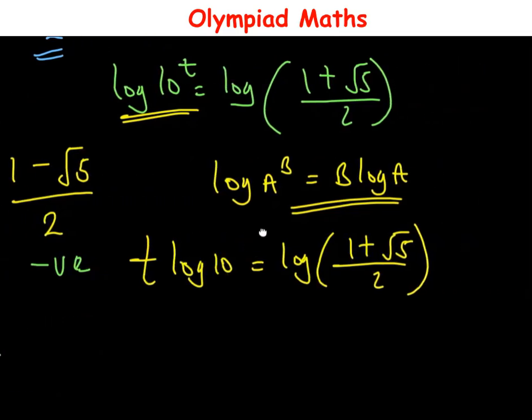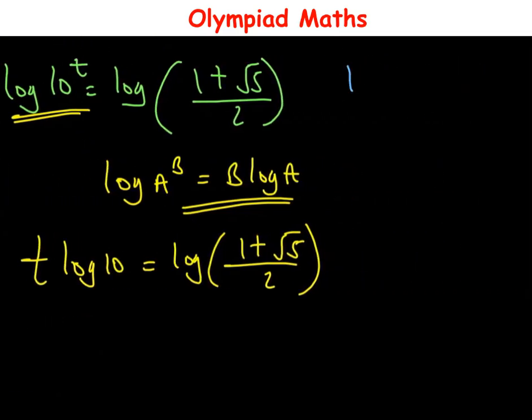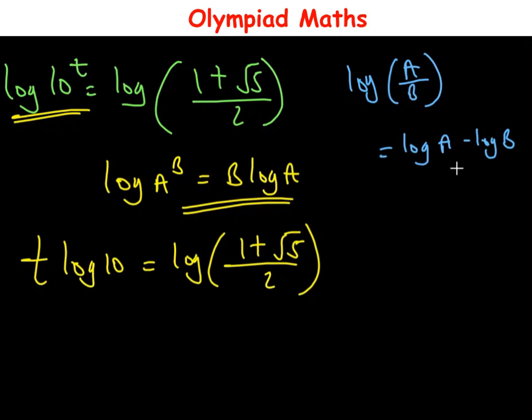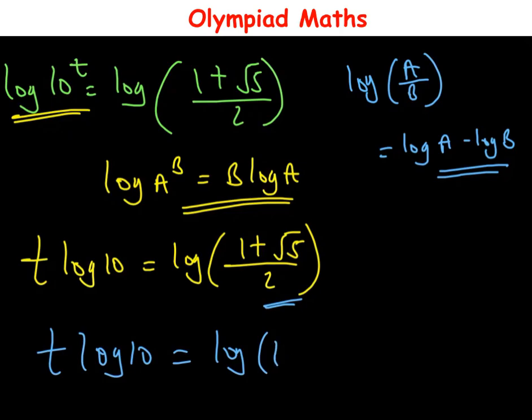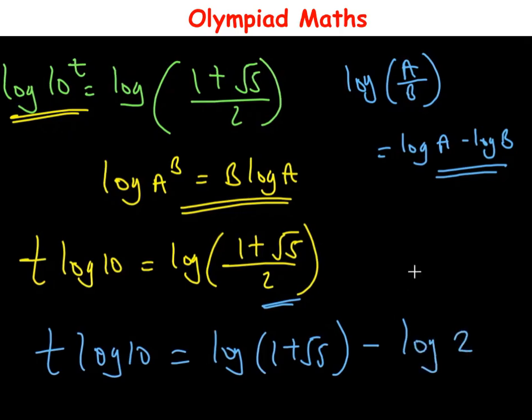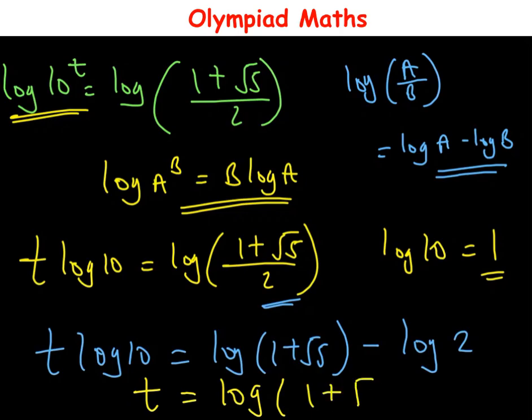Working with the rule that if you have logarithm of a over b, this equals logarithm of a minus log b, this becomes t times logarithm of 10 is equal to log in brackets (1 plus root 5) minus log 2. Next, log 10 is equal to 1. So t times 1, which is t, is equal to log in brackets (1 plus root 5) minus log 2.